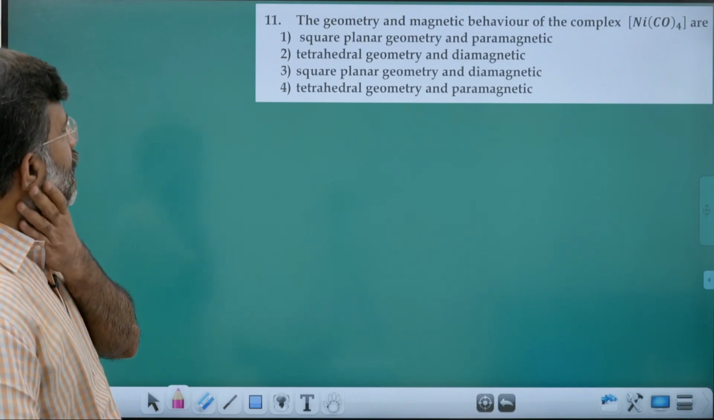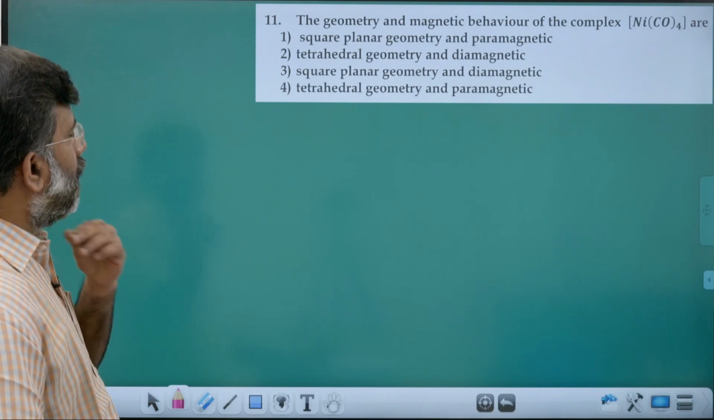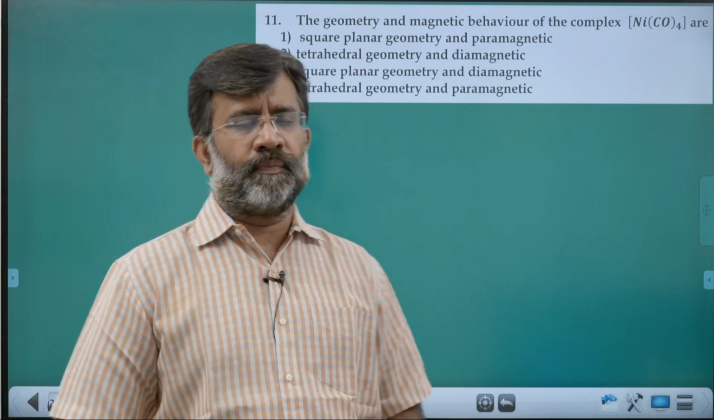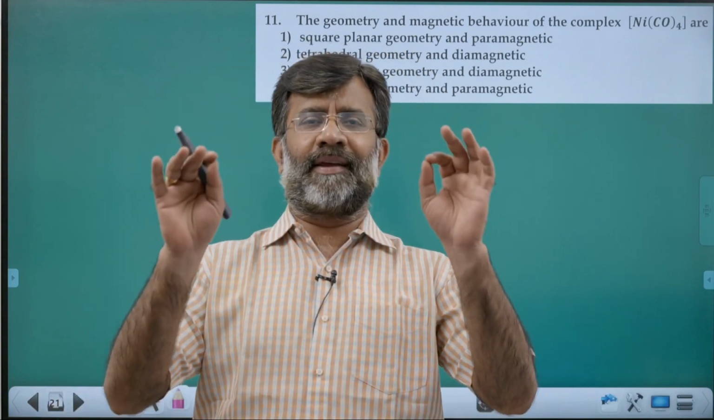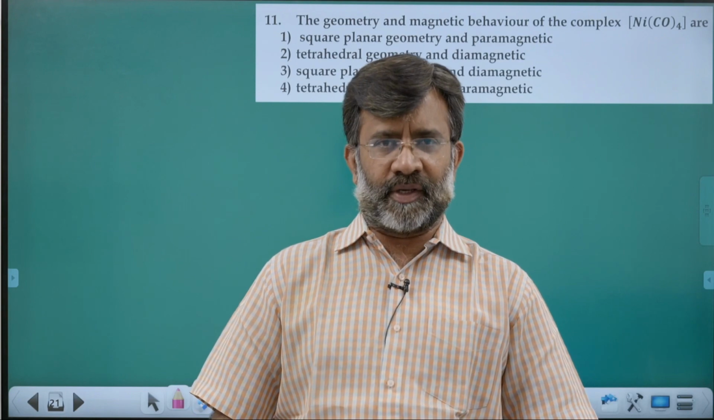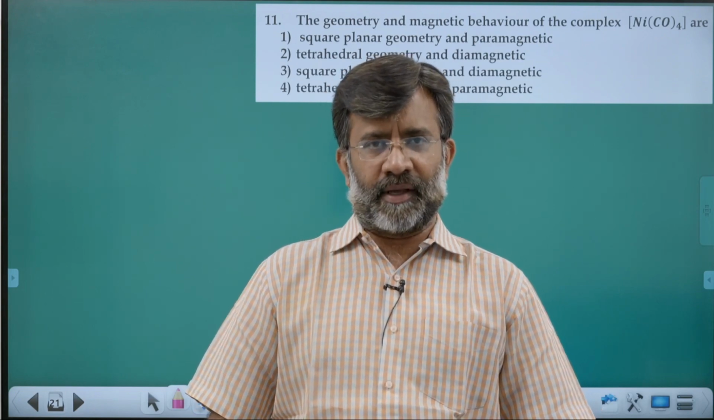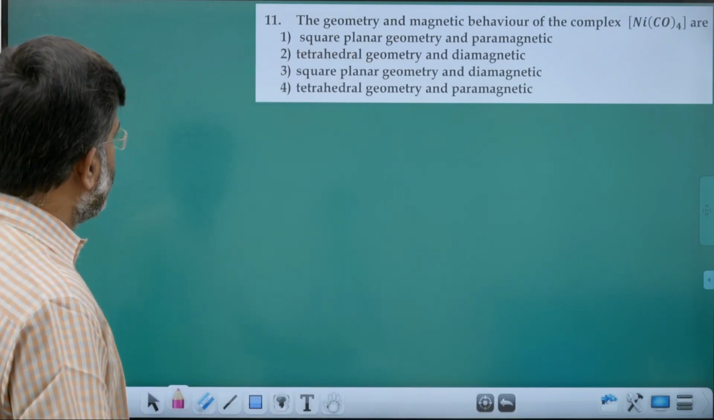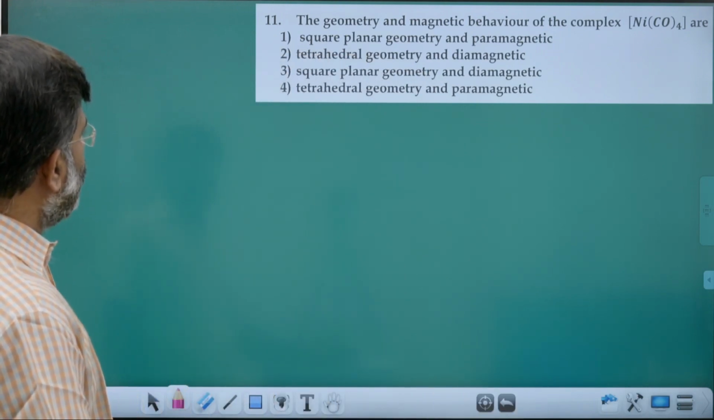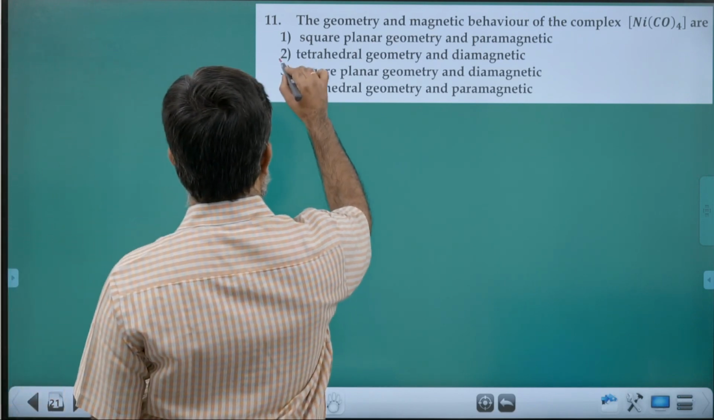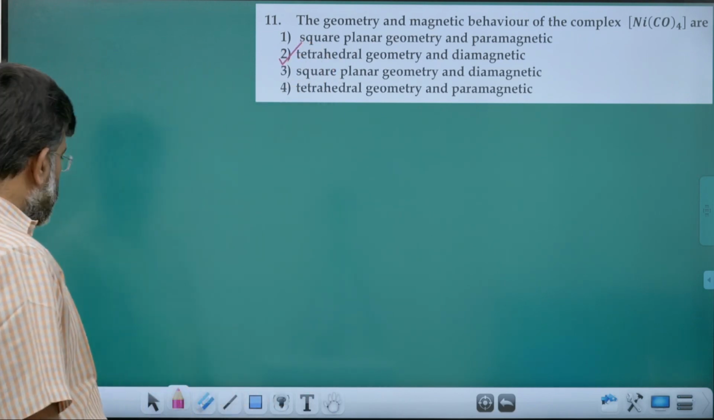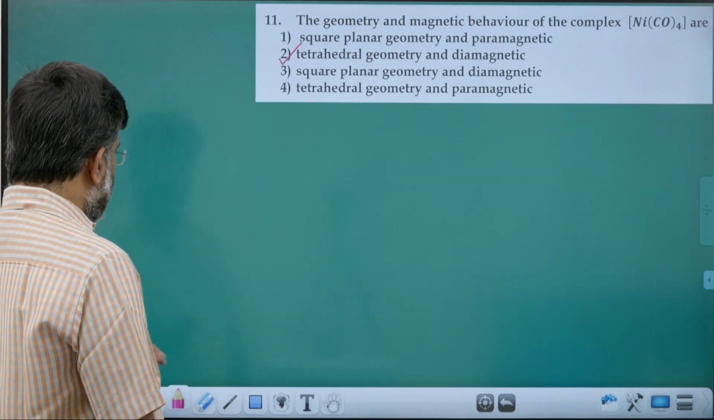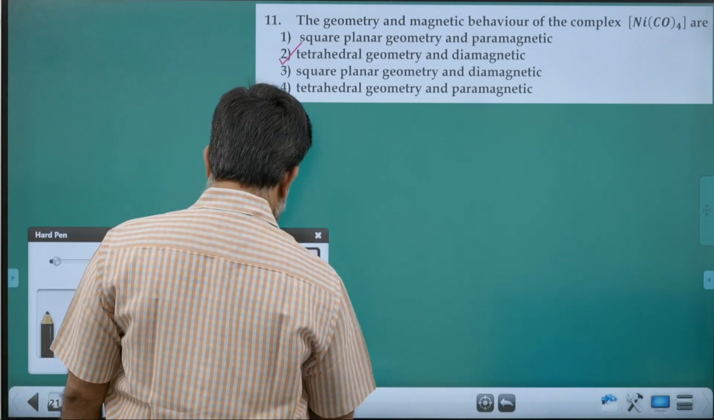Next, geometry and magnetic behavior of the complexes. See, this is a very famous molecule. Nickel tetracarbonyl: tetrahedral, sp3 hybridization, and it is diamagnetic. Second choice is correct, tetrahedral geometry and diamagnetic. How is it going to be tetrahedral?